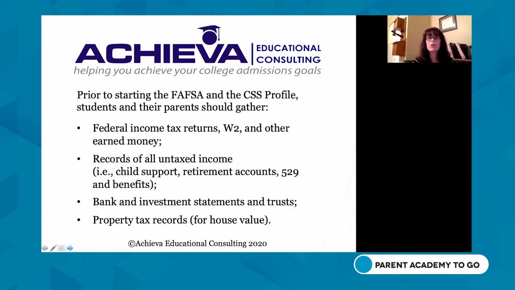Prior to starting your FAFSA and/or your CSS Profile, students and their parents should gather information to make the process easier. This includes federal income tax forms, W-2s, and other earned money records, records of all untaxed income, child support, retirement accounts, 529 accounts, benefits, information with which you could assess the value of your house, bank and investment statements and trusts, and property tax records for the house value.